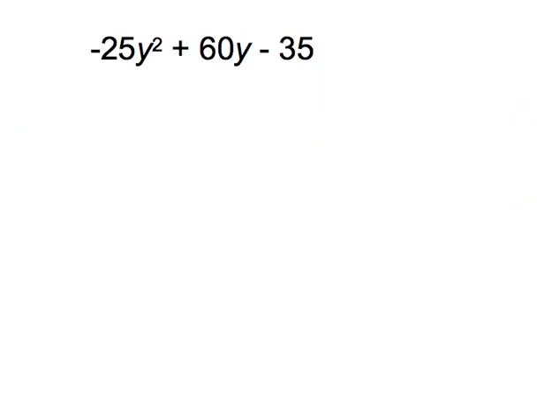Next one. If you notice, this one has a negative in front of the y squared. Whenever you have a negative in front of the y squared, factor that out, because it's always a lot easier to factor if you take out this negative, because you want the y squared to be positive. And if I look at all of those numbers, I can also factor out a 5. So I'm going to factor out negative 5. When I do that, if I divide this by negative 5, I'd have positive 5y squared.